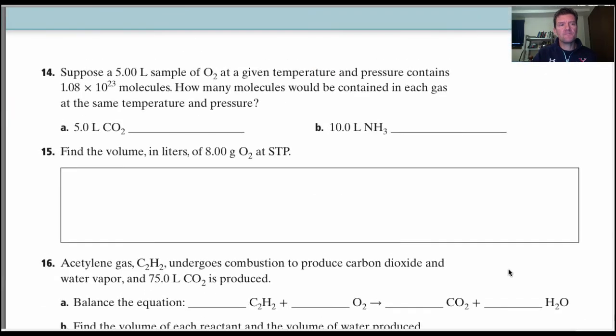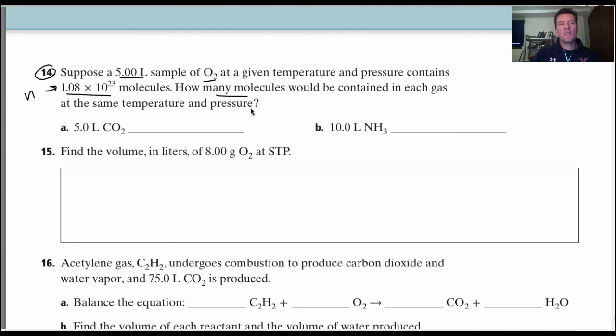All right, 14. Suppose a 5-liter sample of oxygen at a given temperature and pressure contains this many molecules. Now we're given molecules, we'll convert it to moles. How many molecules will be contained in each gas at the same temperature and pressure?